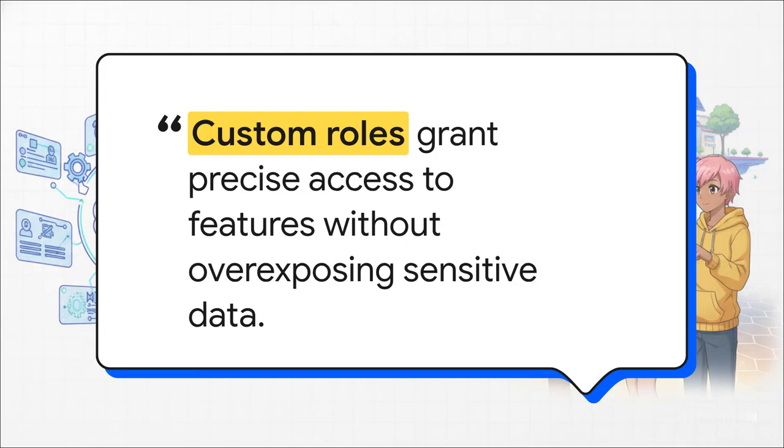It's really fascinating because, as our source material highlights, custom roles allow schools to grant precise access to features without overexposing sensitive data. This means you can tailor permissions for highly specific niche positions. Take a sports coordinator, for example. They need to take attendance for athletes and schedule matches, right? But they have absolutely no business seeing academic grades. Or a school counselor. They need access to behavioral records, but definitely shouldn't be able to edit the master timetable.